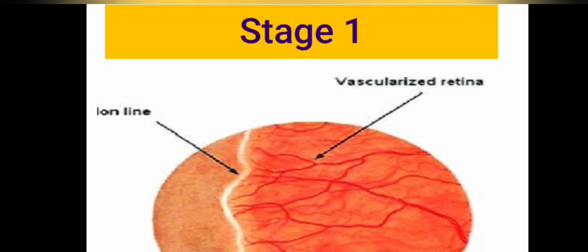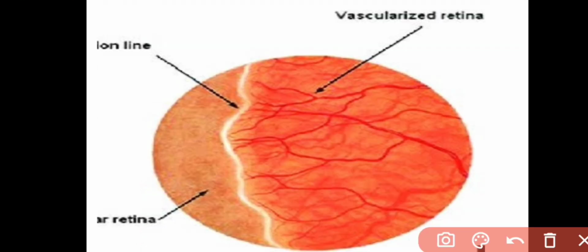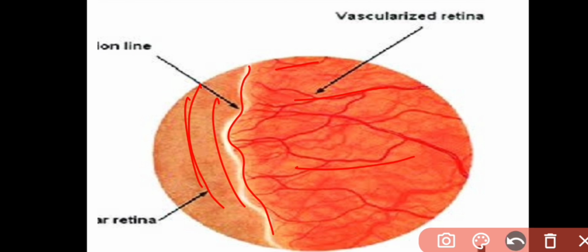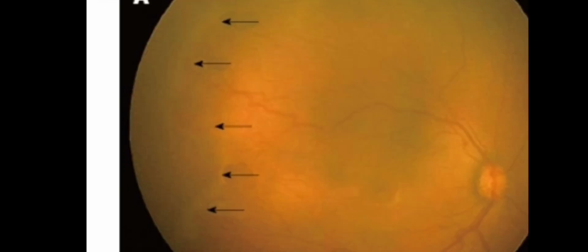So next, moving on to the stages of ROP. As you can see in this picture, this is the normally vascularized retina and this is the retina with no vessels, and there is a demarcation line here. So this represents the stage 1 disease. This is one more clinical picture which shows stage 1 ROP where there is a demarcation line seen between the vascularized and avascularized retina. So what is this demarcation line?